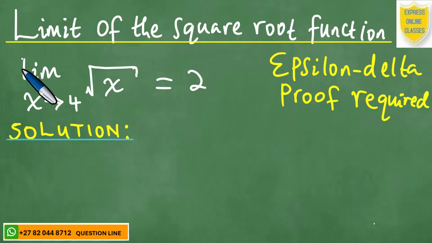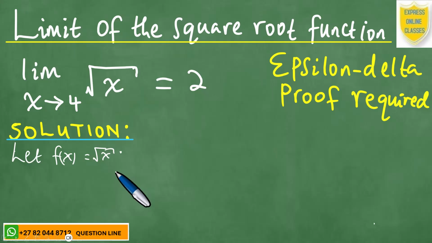In this lesson, we shall focus on the limit of the square root function. We are focusing on the limit of the square root of x as x tends to 4, and we're told that the limit is 2, and we need to give an epsilon delta proof. So an epsilon delta proof is required. To prove this, we let f(x) be equal to the square root of x.